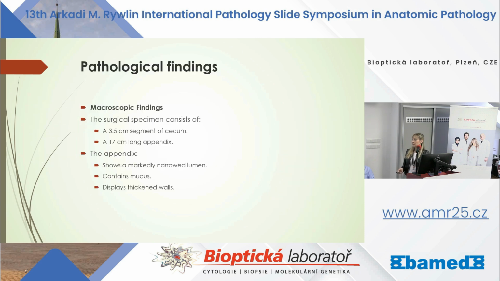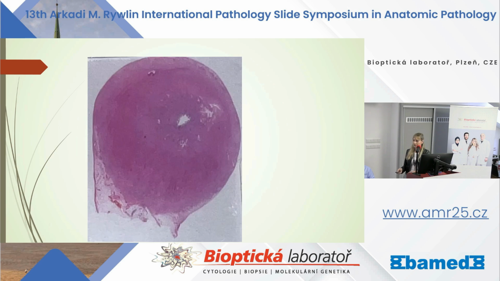And the surgical specimen consists of a 3.5 cm segment of colon and a 17 centimeter long appendix. The appendix shows a markedly narrow lumen, contains mucus, and displays a thickened wall. This is a macro section where the thickness is 2.5 centimeters.